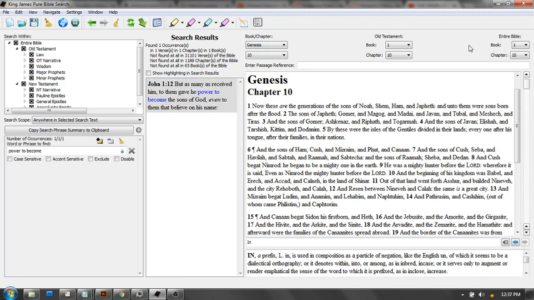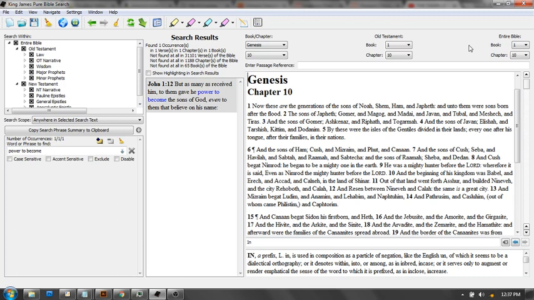And the sons of Gomer, Ashkenaz, Riphath, Togarmah, and the sons of Javan, Elisha, Tarshish, Kittim, Dodanim. By these were the isles of the Gentiles. Note that, of the Gentiles. We're talking about who? Japheth, who is the eldest son of Noah. By these were the isles of the Gentiles, divided in their lands, everyone after his tongue. Tongue here would mean language. After their families in their nations.